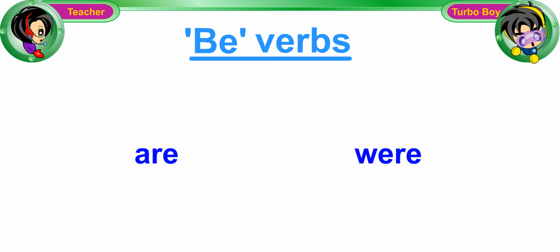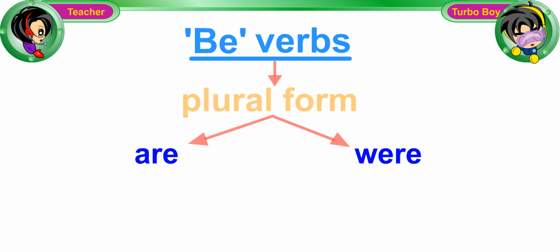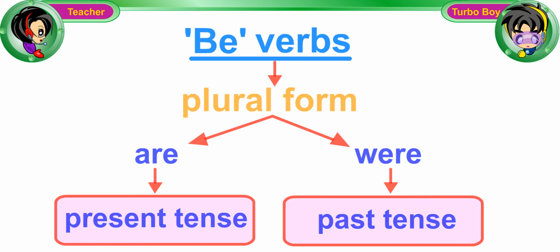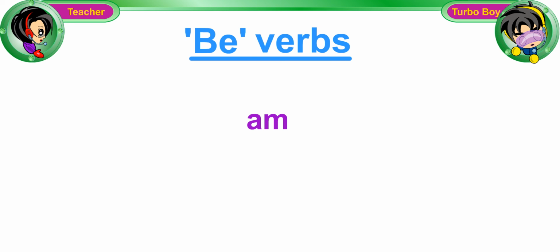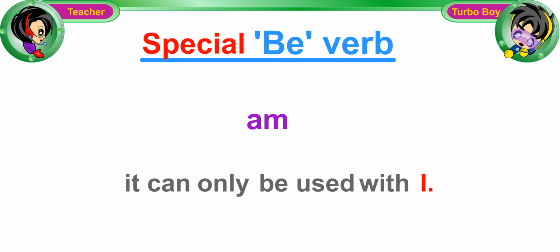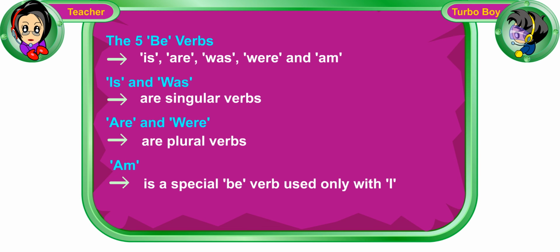Are and were are be verbs in the plural form. We use are when we refer to things in the present tense, and we use were when we refer to things in the past tense. Finally, am is a special be verb because it can only be used with I. Well done, Turbo Boy.